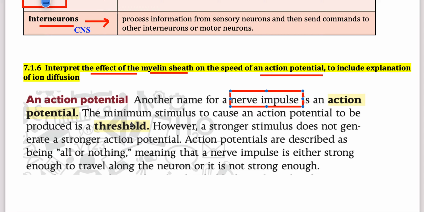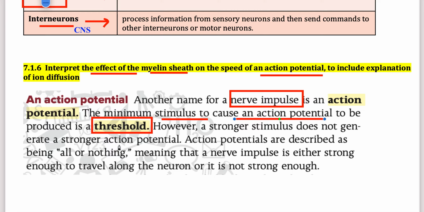So to generate a nerve impulse, we need a stimulus. Not every stimulus generates a nerve impulse. We need a threshold stimulus. Okay, and this threshold stimulus is the minimum stimulus that can generate an action potential.